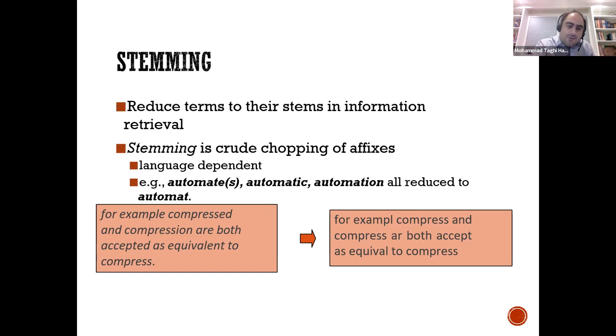For example, compressed and compression, we can have them. Both are accepted as equivalent, as equal to compress. Then maybe you may want to replace one ending with another, or for equal, you may want to replace it with the root of that. So you may do a combination of that. These are some kinds of pre-processing.